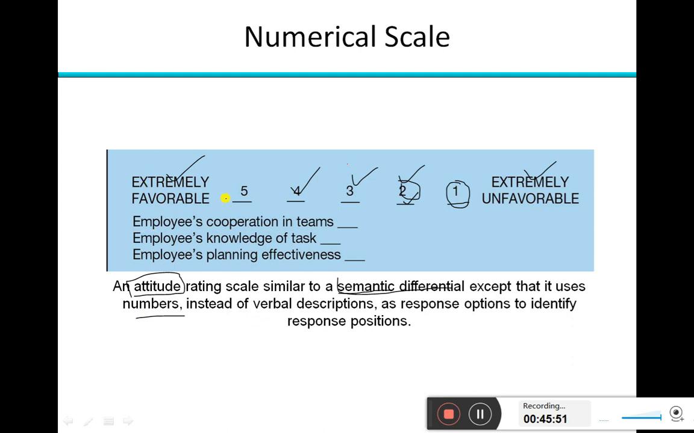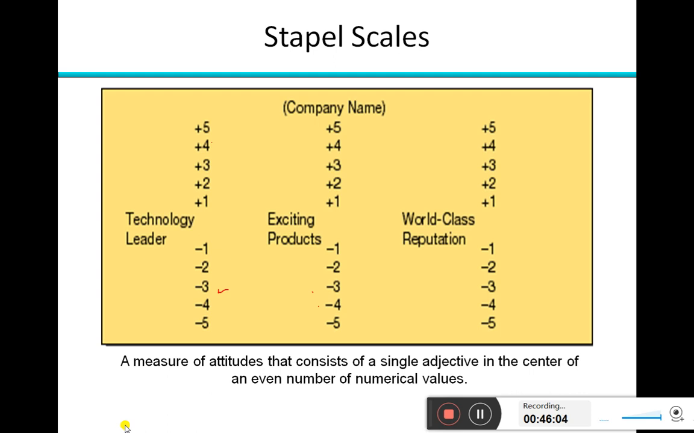In short, the numerical scale is that scale which basically uses some numbers, some digits between two extremes to measure the attitude of the individual. Hope a bit of the idea will be clear.